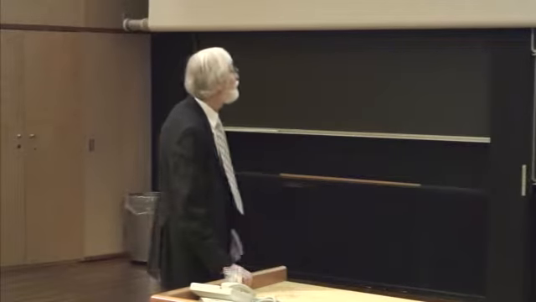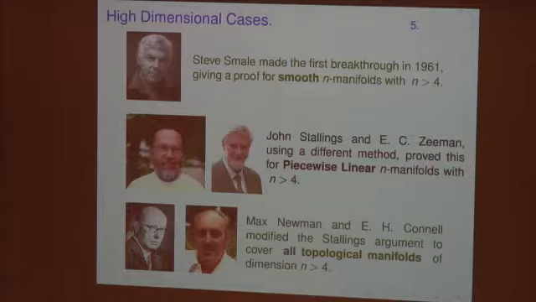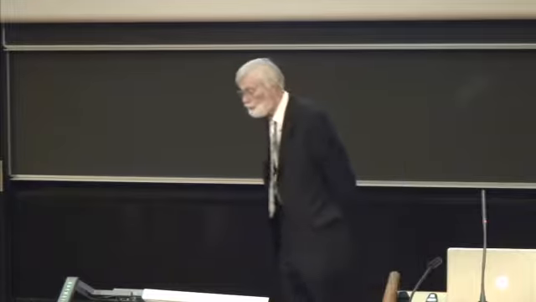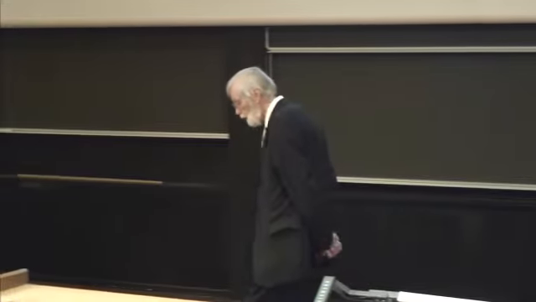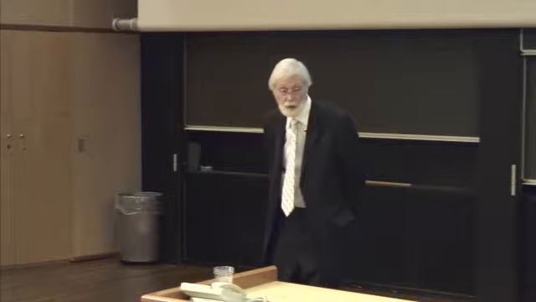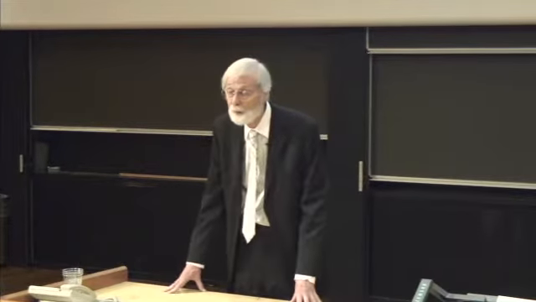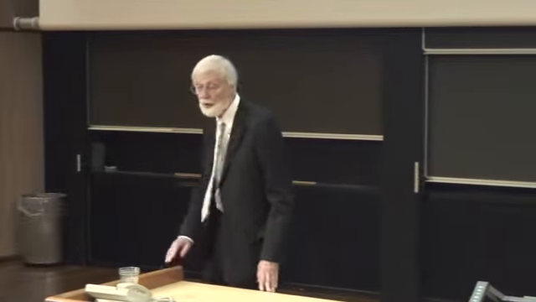And then finally, a few years later, two people, Max Newman and Ed Cannell, independently proved that the Stallings argument could be modified so that it would work with an arbitrary topological manifold. So this meant that the topological generalized Poincaré hypothesis had been proved in all dimensions greater than 4. But there were two stubborn cases left over, the three-dimensional case, the original one which Poincaré had asked, and the four-dimensional case.